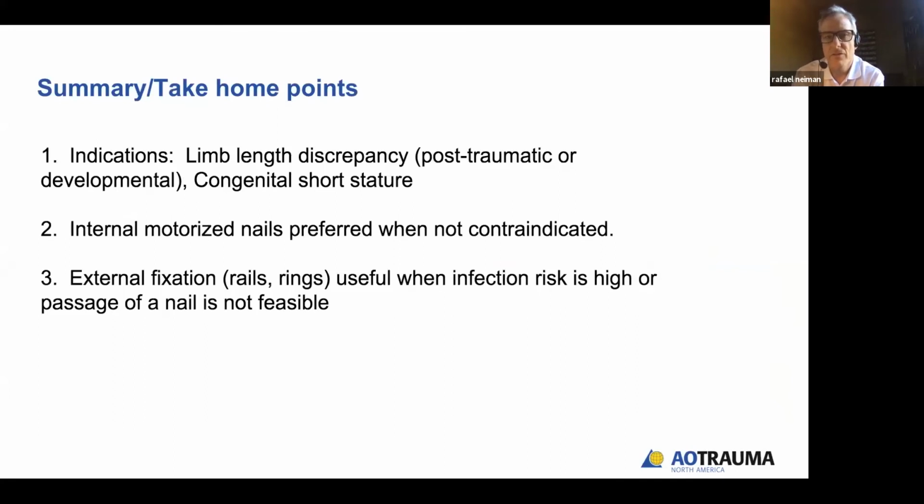He showed us his indications were basically for limb length discrepancies and congenital issues. And in these times when it's available to you, internal nails are really preferred just to decrease the number of complications, but it's not always available, or in environments of infection, then those are not the implant of choice, and you want to move to the external fixator devices such as the rails.